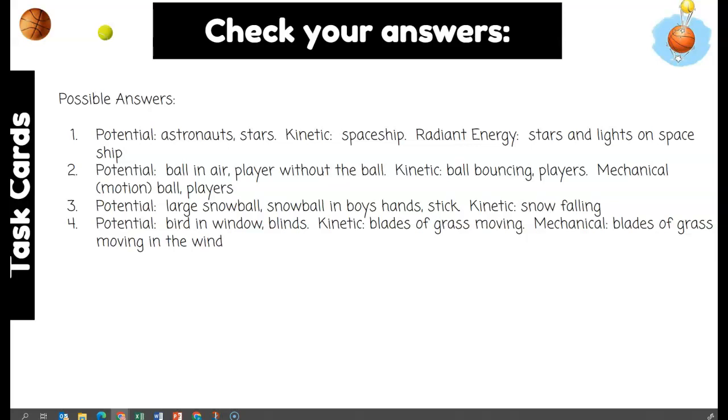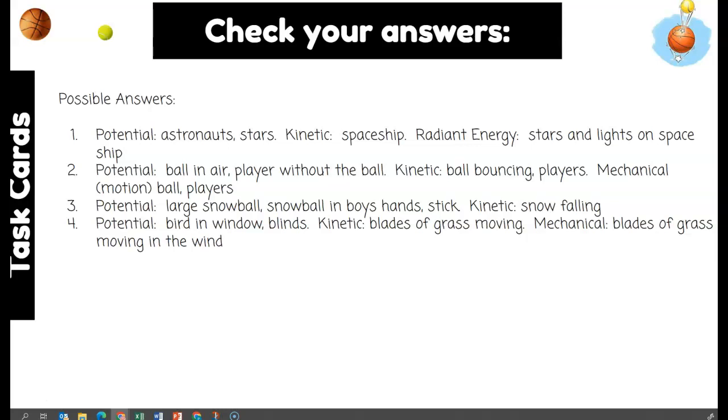Number 3, the boys that are building the snowman. So potential is the large snowball, okay, it's sitting there. And then the snowball in the boy's hand and the stick, they all have potential. Kinetic is, if you noticed in the picture, the snow is falling, okay?